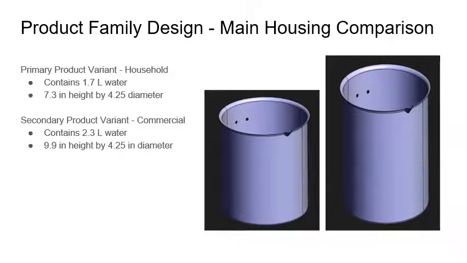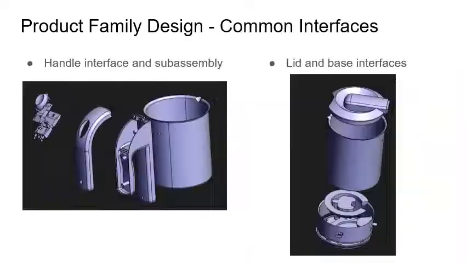Here we have images of each kettle body. Specifically, the primary product variant contains 1.7 liters of water, as it is for household use, and the secondary product variant contains 2.3 liters of water, as it is for commercial use.